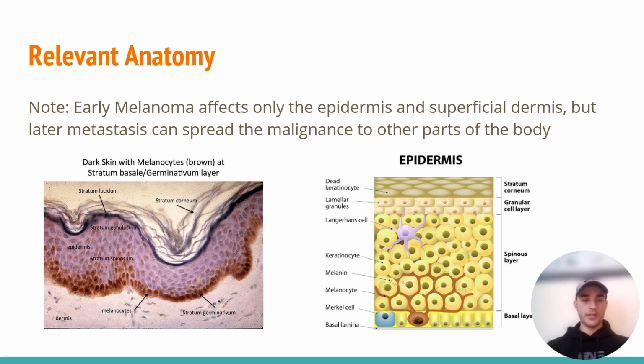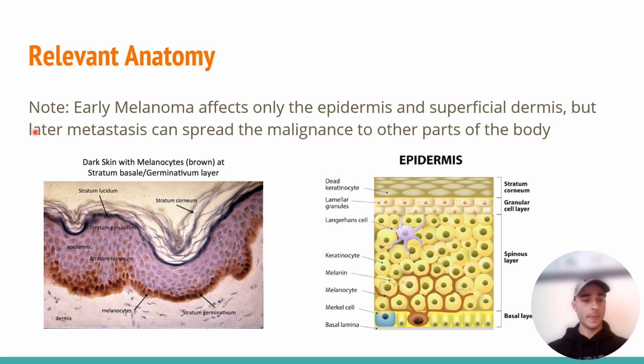Before you can understand melanoma and its effects, you first have to understand the anatomy, where it starts out, and this would be the epidermis. Over here we have a histological slide of thick or hairless skin, which is primarily found on the feet and the hands. And melanoma can happen here.